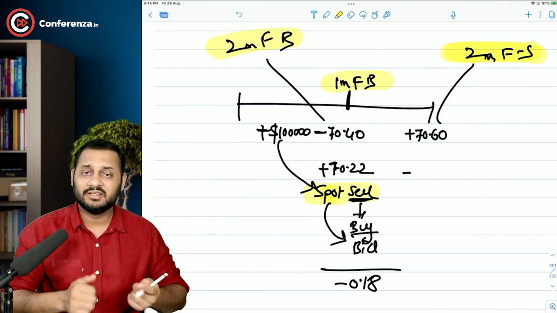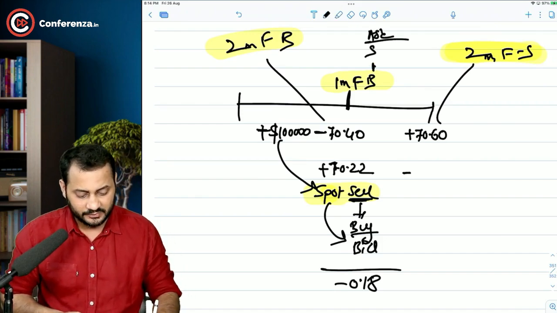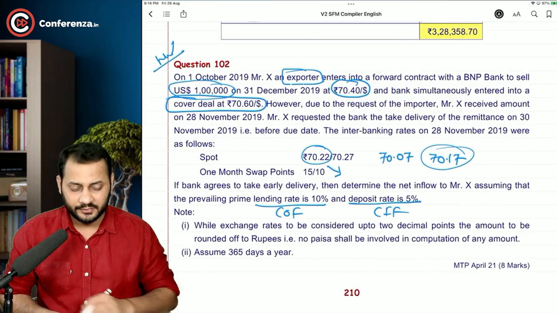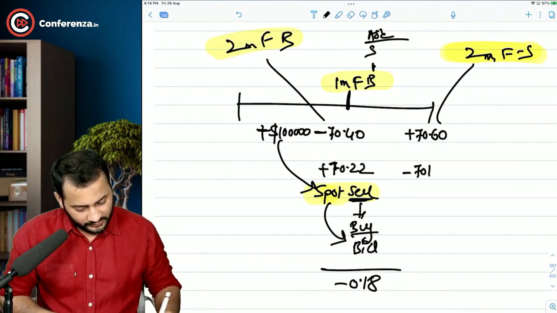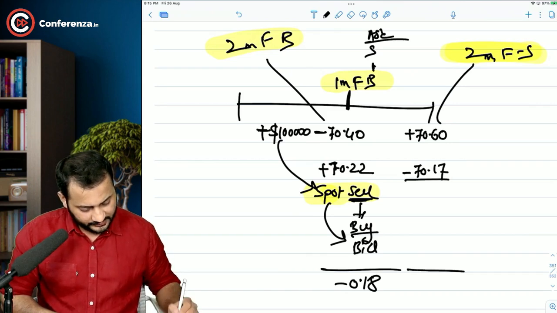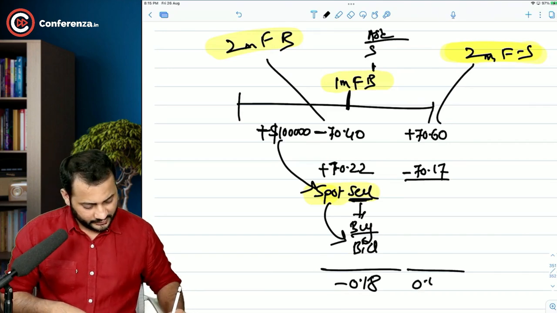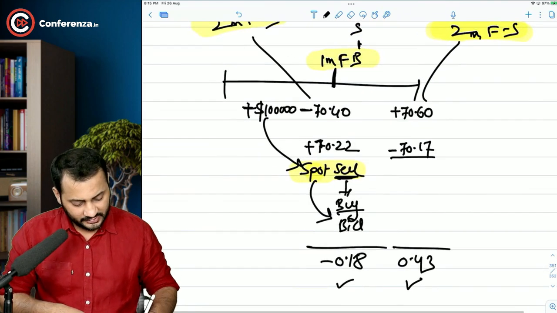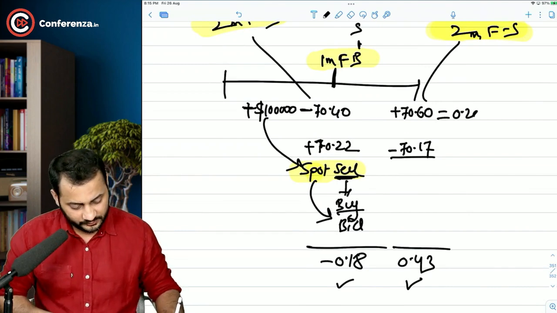1 month forward buy in the interbank market. We want to buy, the other bank will sell. That means ask rate, 70.17, right? So we will buy it at 70.17. Am I right? And there is a profit in this case of 43 paisa. So we will have a profit in this case, loss in this case, and the original profit that we would have earned was of 20 paisa.